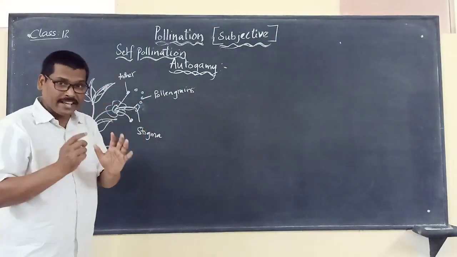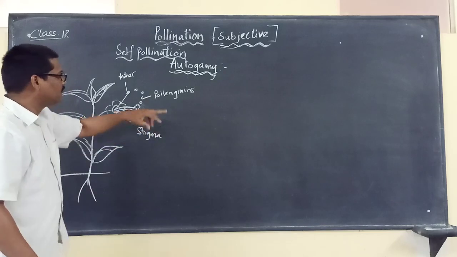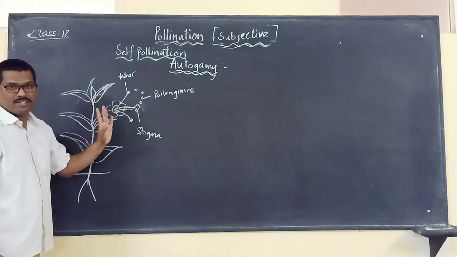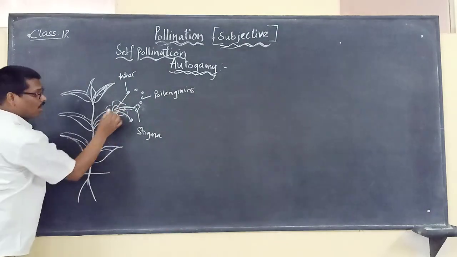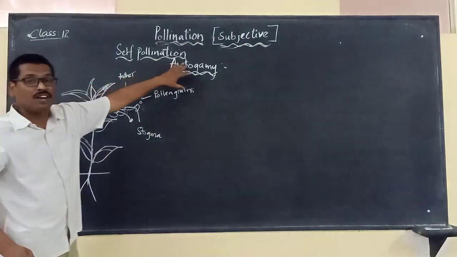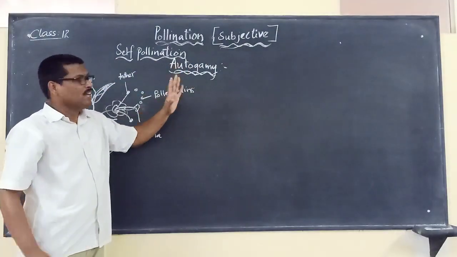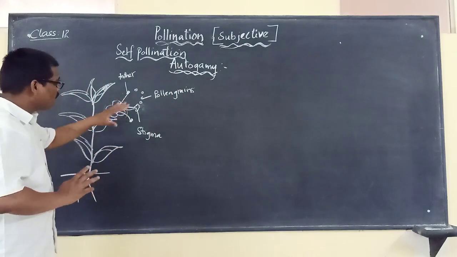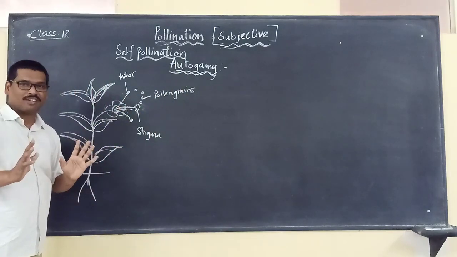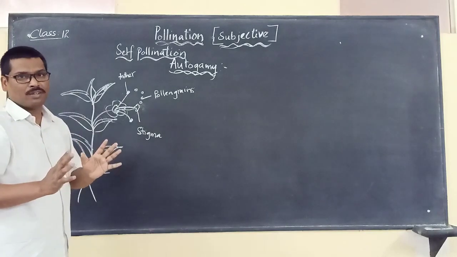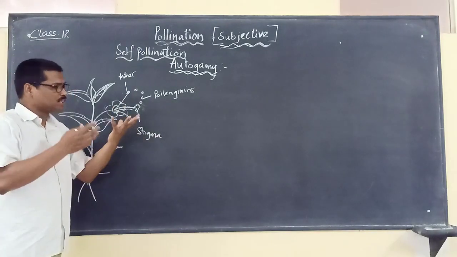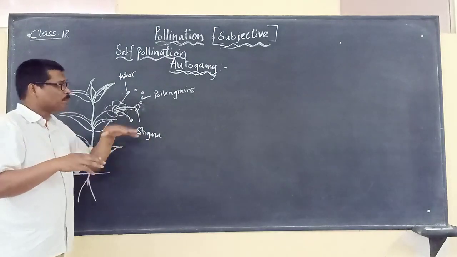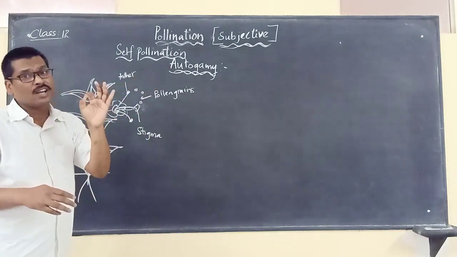When the pollination is taking place within this same flower, what do we call it? Autogamy. The transfer of pollen grains from the anther to the stigma of the same flower is called autogamy. In most cases, autogamy is very rare, which means those flowers which are exposed will undergo autogamy only in very rare cases.